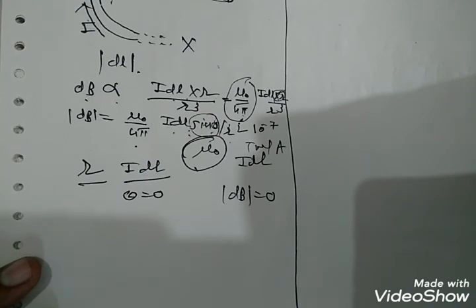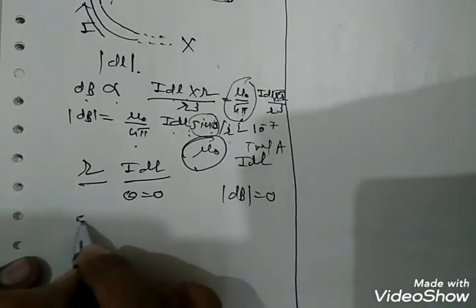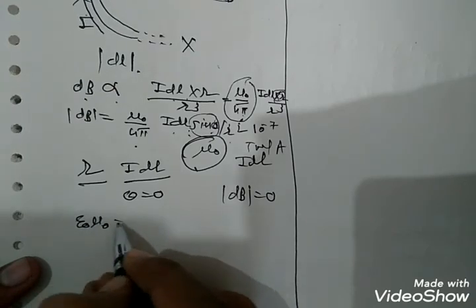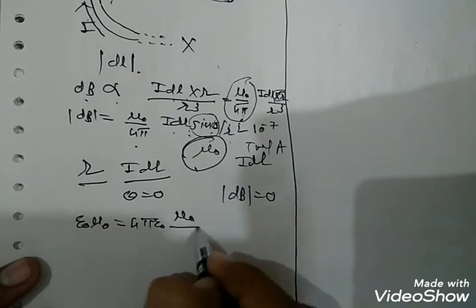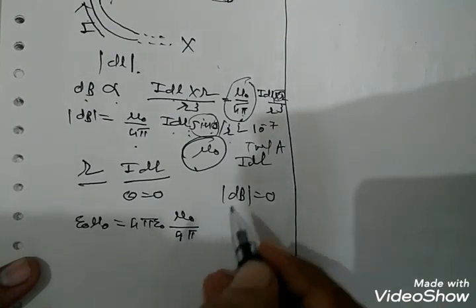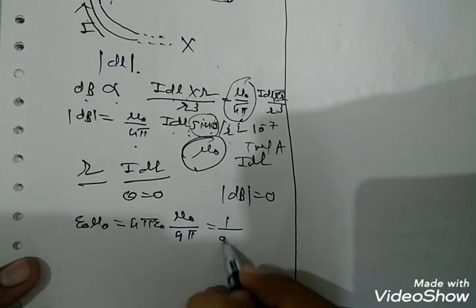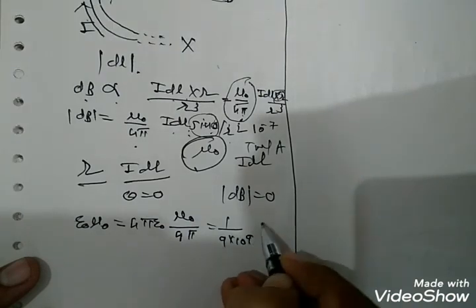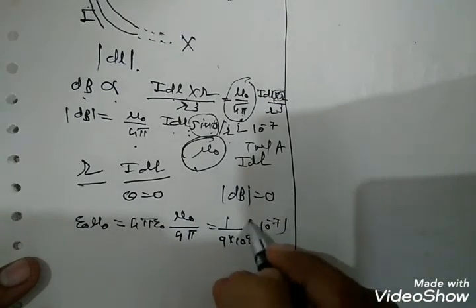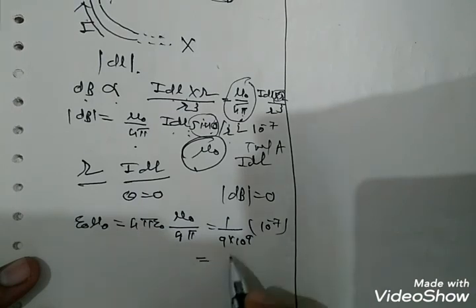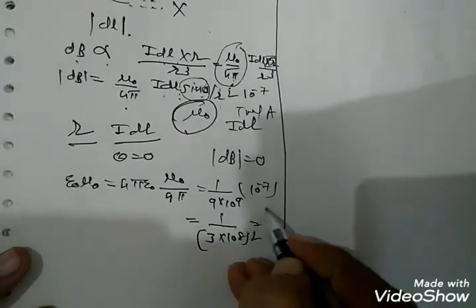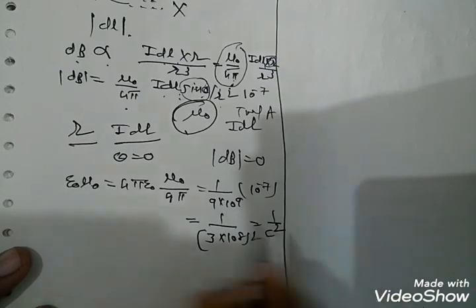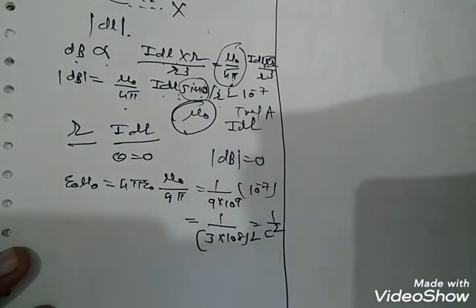There is an interesting relation between the permittivity of free space, the permeability of free space and the speed of light in vacuum. Epsilon 0 mu 0 is equal to 4 pi epsilon 0 times mu 0 upon 4 pi, which is equal to 1 upon 9 into 10 raised to 9 times 10 raised to minus 7, so the answer is 1 upon (3 into 10 raised to 8) square, which is equal to 1 upon c square, in SI units.